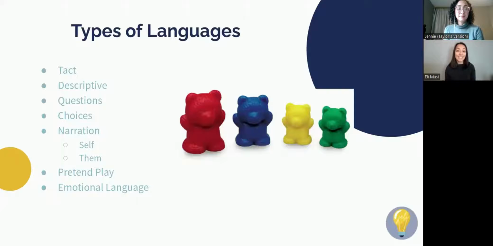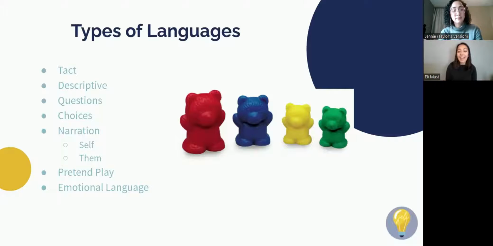So tacking is going to be a very simple use of language, and it's simply labeling. Bear. That would be an example of tacking using this photo. What are those? Those are bears. You can do it with anything around the classroom. This is a door, this is a crayon, table, chair. It is one word that labels it.